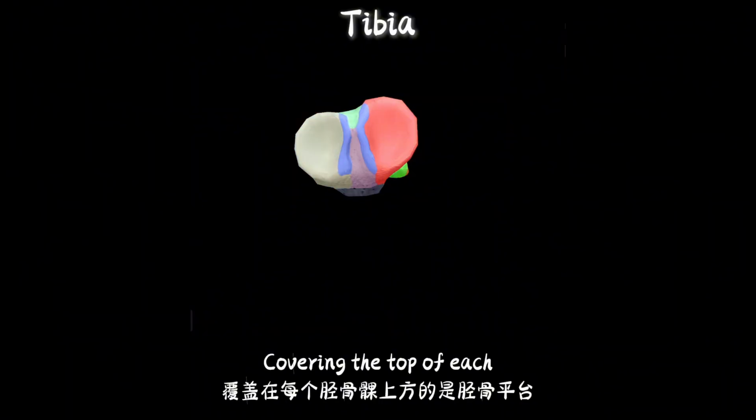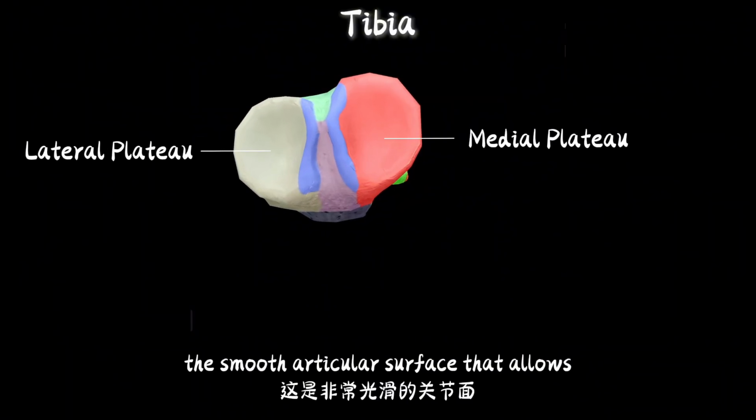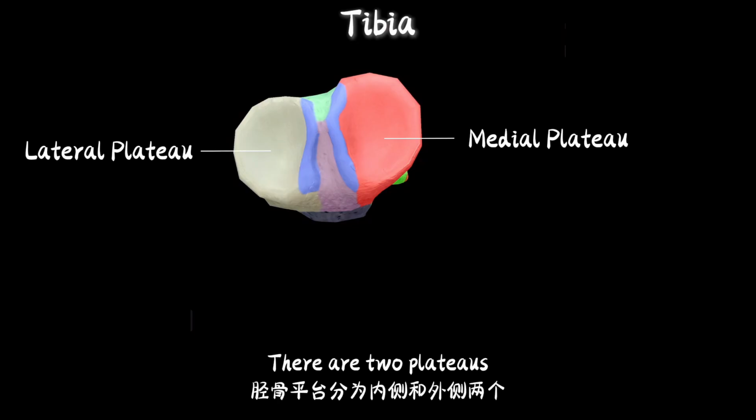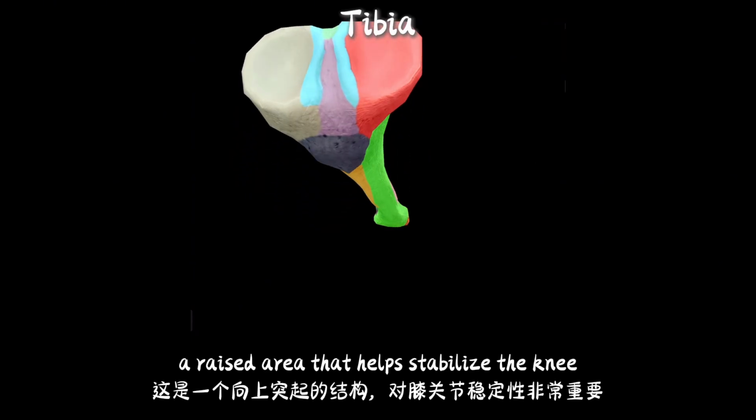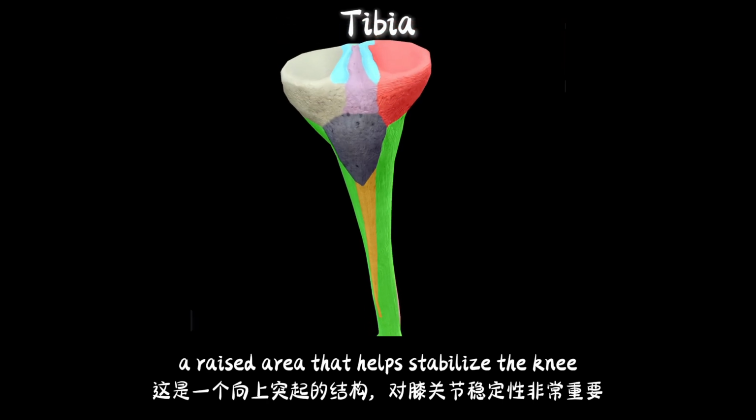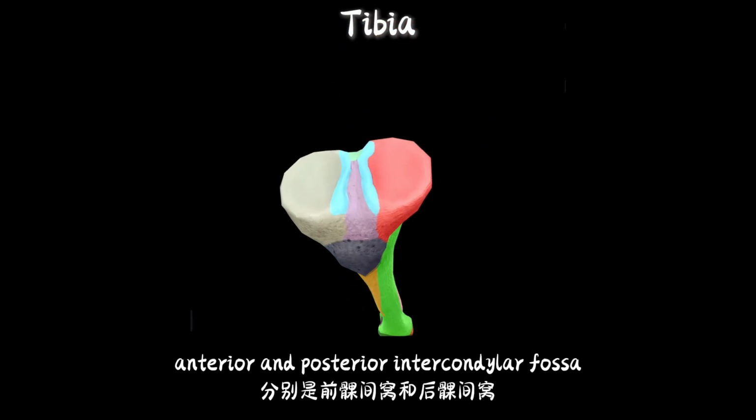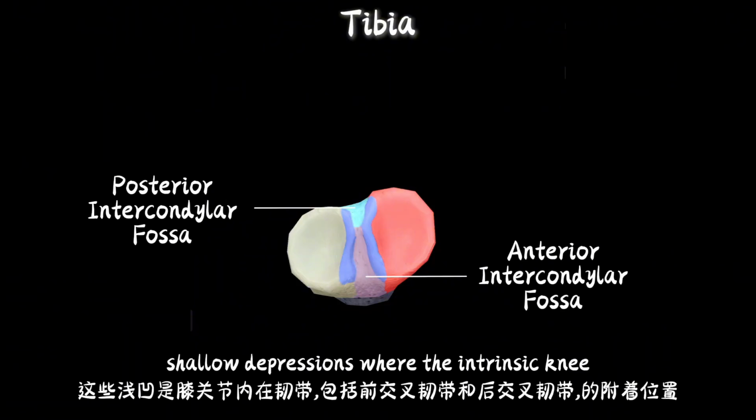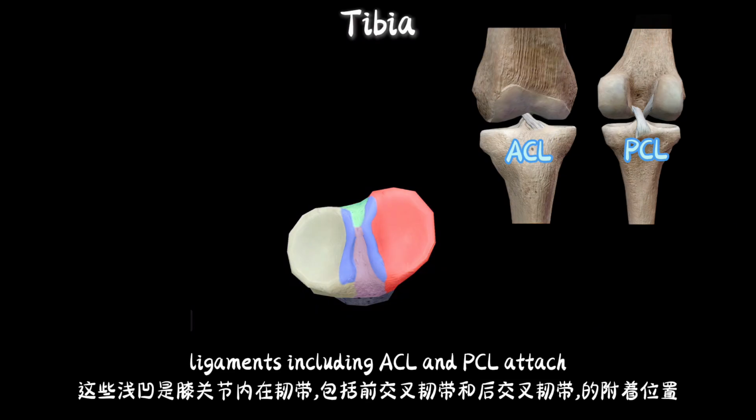Covering the top of each condyle is the tibial plateau, the smooth articular surface that allows the femur to glide during knee motion. There are two plateaus, one medial and one lateral. Between them is the intercondylar eminence, a raised area that helps stabilize the knee. Just in front of and behind it are the anterior and posterior intercondylar fossa, shallow depressions where the intrinsic knee ligaments, including ACL and PCL, attach.